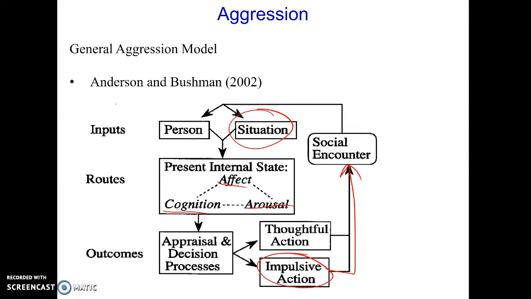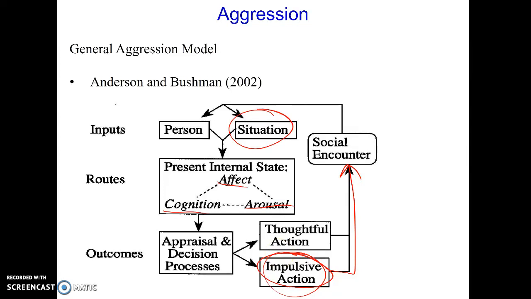So let's start over. Now, let's say you're at this bar, someone pushes you. That's a situation that's going to influence your present internal state. That's going to influence your appraisal decision processes, specifically the initial attribution. You're going to say in that initial attribution, that person's a jerk. If you do have the resources available, but you're happy with that, impulsive action, it's going to be aggressive, and it's going to lead back to the social encounter.